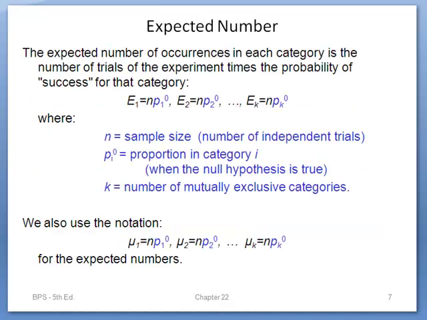So we have to find the expected number of things, and this is how you would find it. You have your sample size, and the way you find the expected value in your first category is n times the proportion of 1.